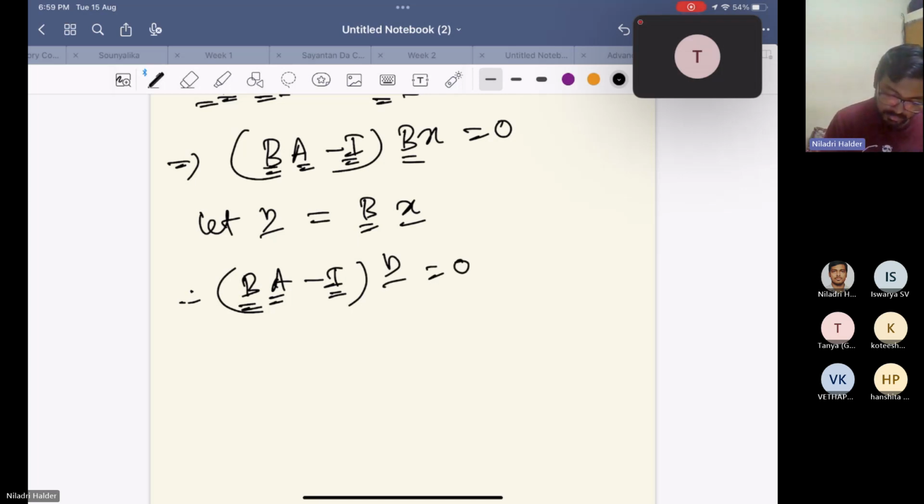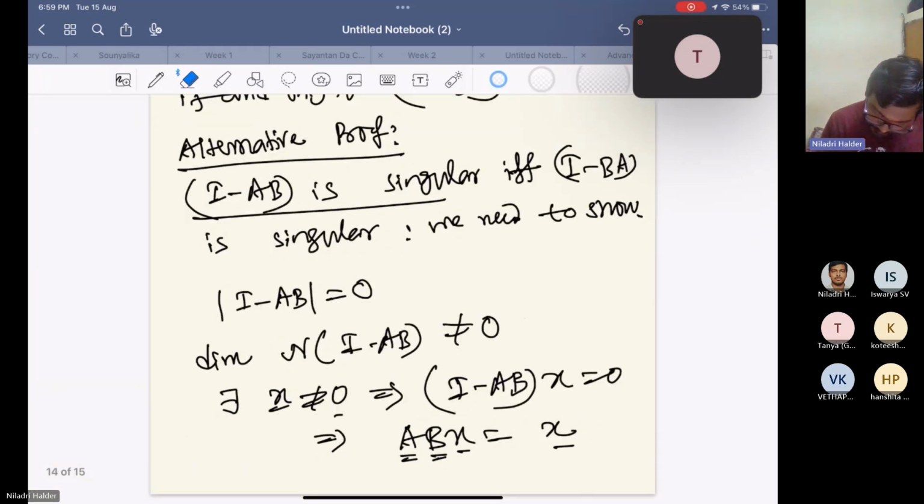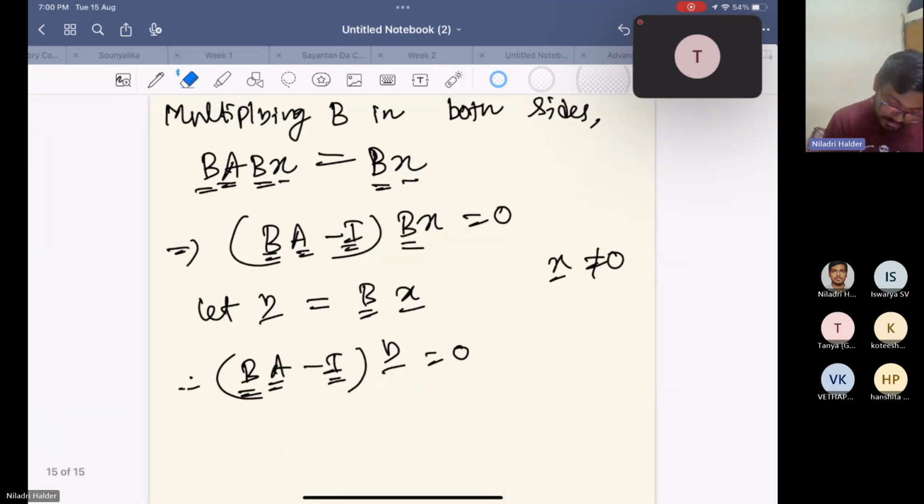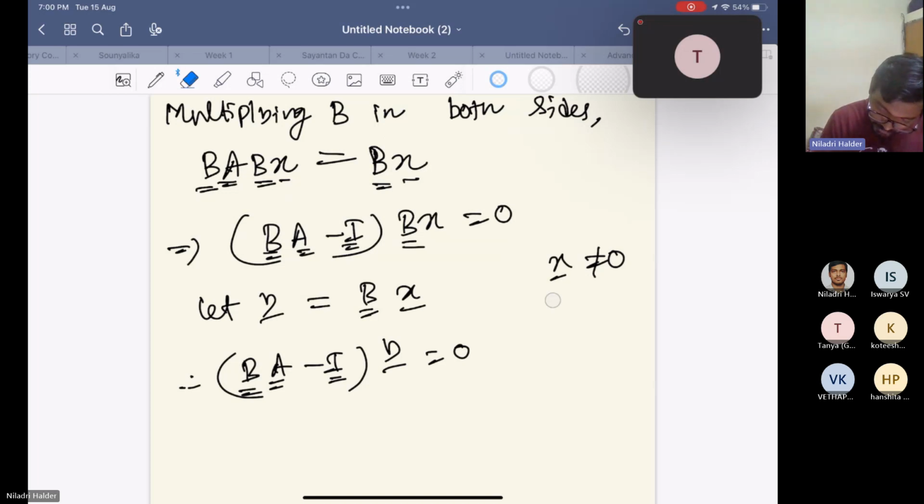But here this X is non-zero. Suppose X equals 0, then ABX would also be 0, but ABX equals X, so X is non-zero. ABX equals X, and so BABX equals BX. Since X is non-zero, that means this Y is also non-zero.